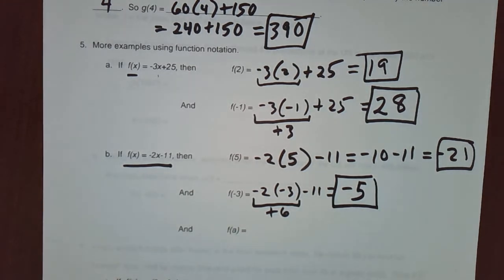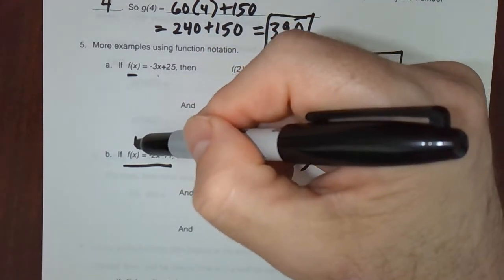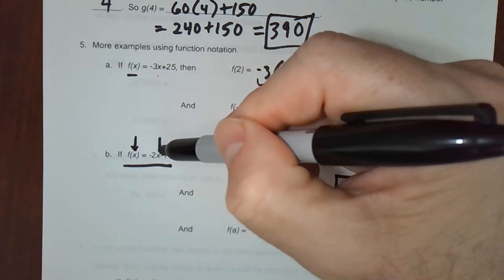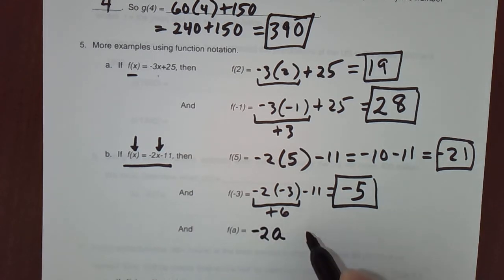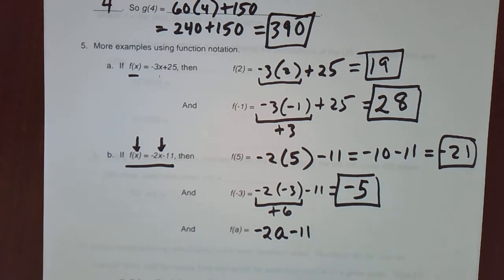Now, the first one where we're plugging in a value for x that is not numeric. It can be thought of as another variable. We don't know what a is. But it doesn't matter. It's very simple. If you replace this x with an a, you replace that x with an a. So we get negative 2a minus 11. No arithmetic necessary at all. Just replace the letter x with the letter a.